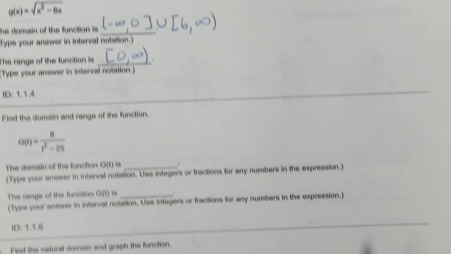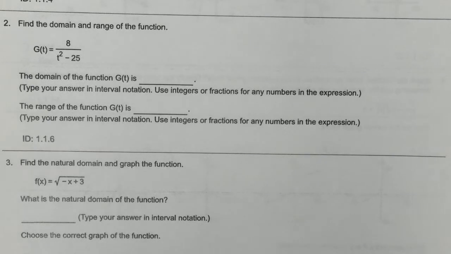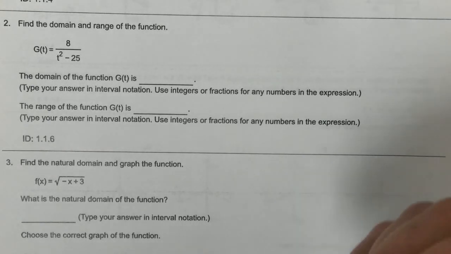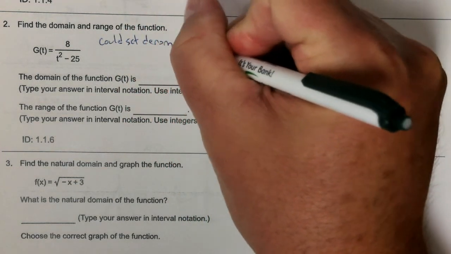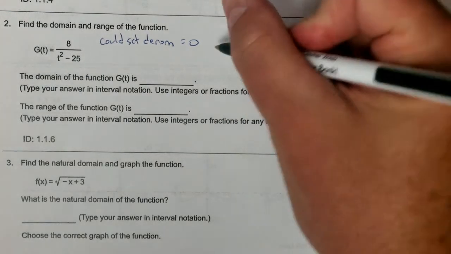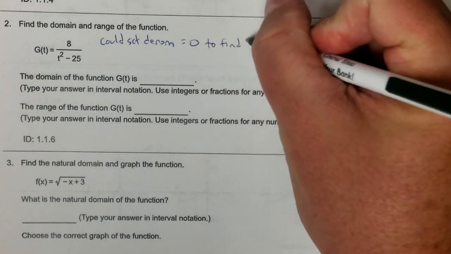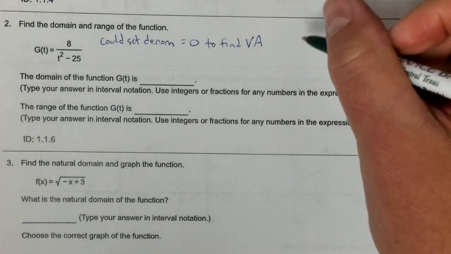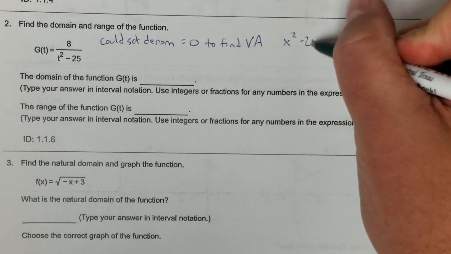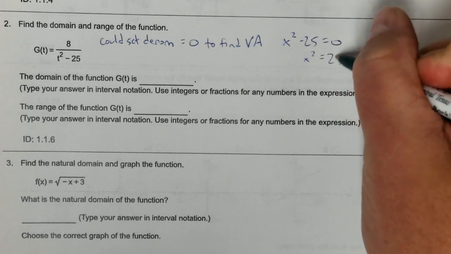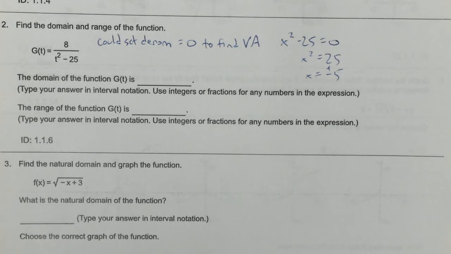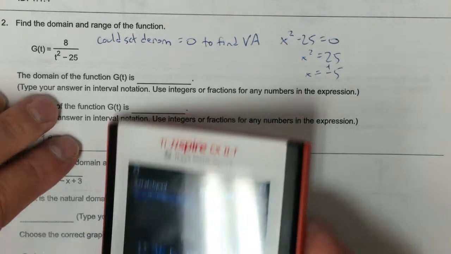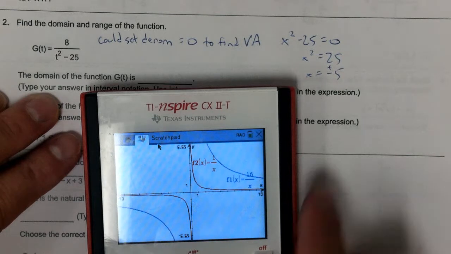Now number 6, find the domain and range of this function. So this would be one where you could set your denominator equal to 0 to find the vertical asymptotes. So I'm going to say x squared minus 25 equals 0, and say plus and minus 5. So this would be this. Okay, let's go to a graph.